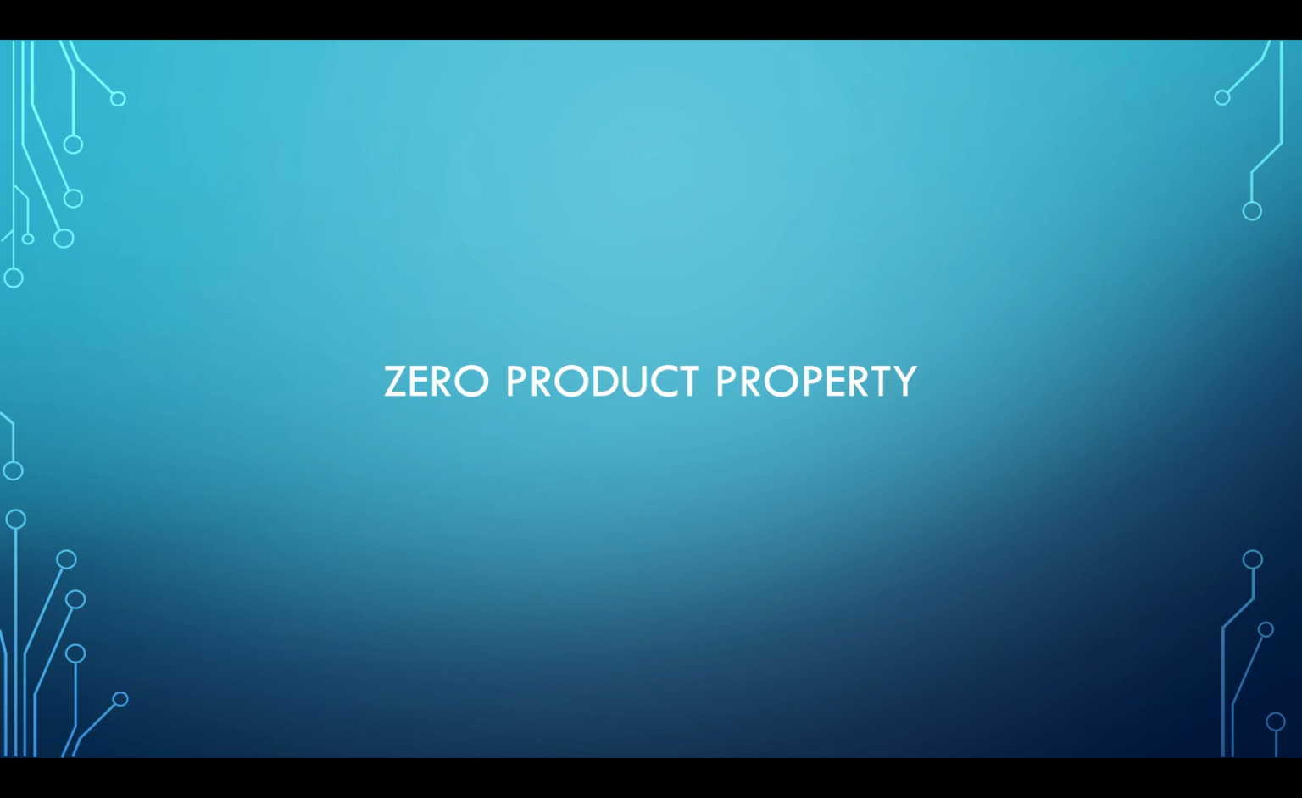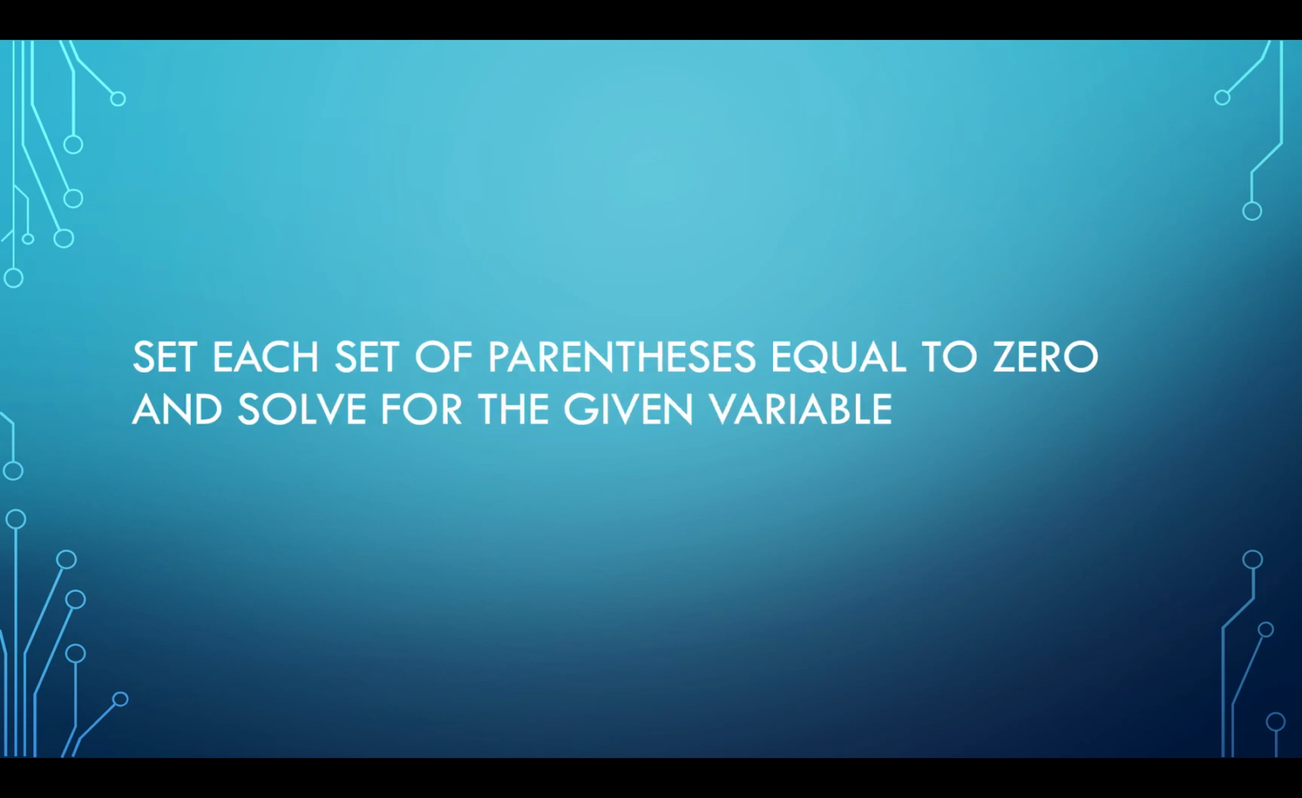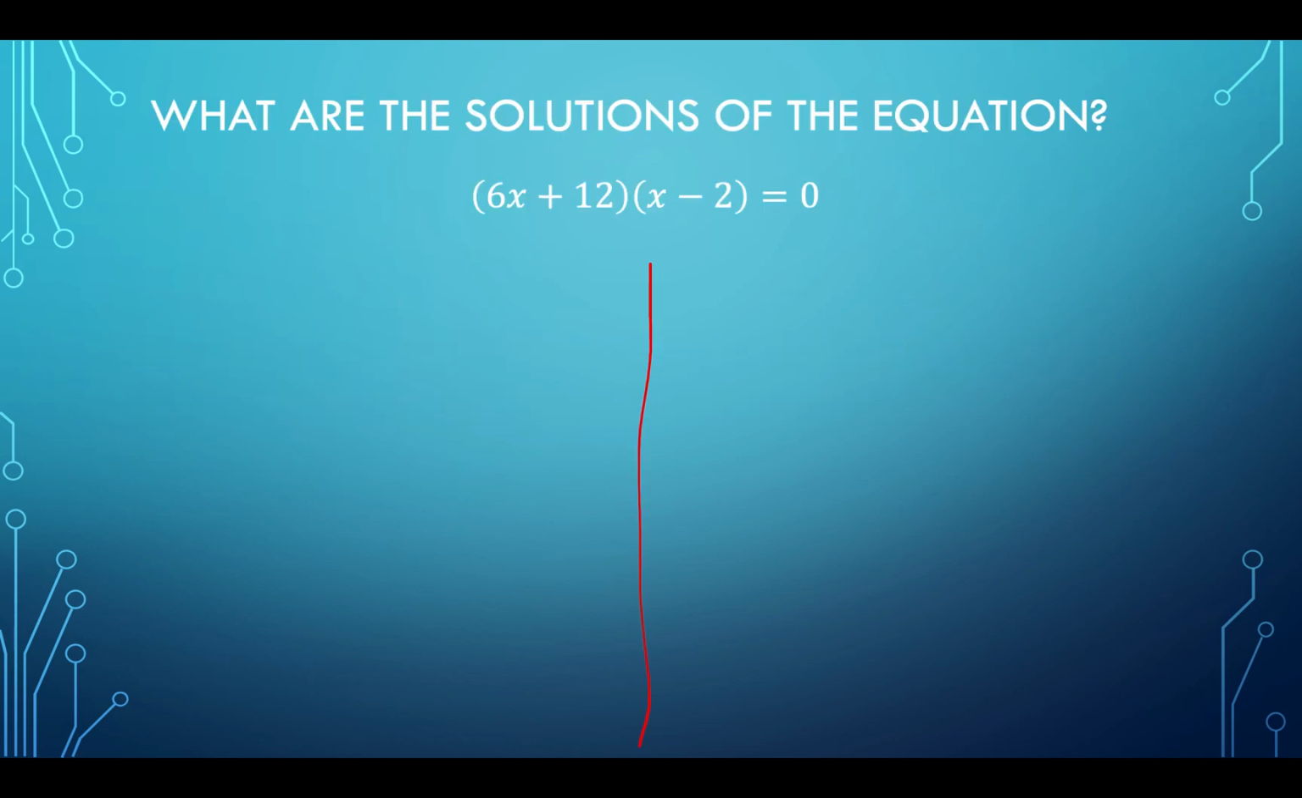And lastly, we went over the zero product property. This is what we reviewed at the beginning of our lesson. So each set of parentheses, you're going to set it equal to 0 and solve for the given variable. So I want to know what's the solution of the equation. 6x plus 12 times x minus 2 is equal to 0. Set 6x plus 12 equal to 0 and x minus 2 equal to 0. Work with one at a time. So we're going to work over here.